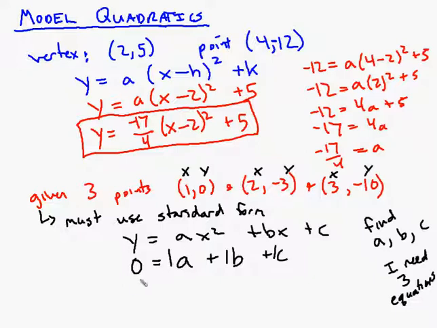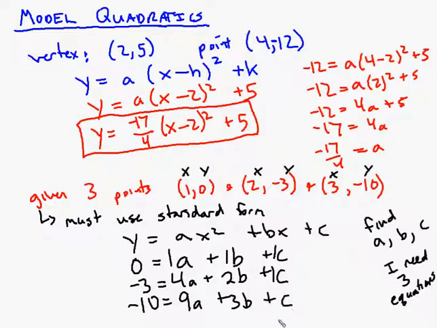Next equation, y is negative 3. And now x is 2. But notice it's 2 squared. So that's 4a. The next one is b times 2, so 2b. And then plus c, 1c. And the last one is negative 10. And then I have x is 3, so that's 3 squared, so that's 9a. Plus 3b plus c. I now have a system.